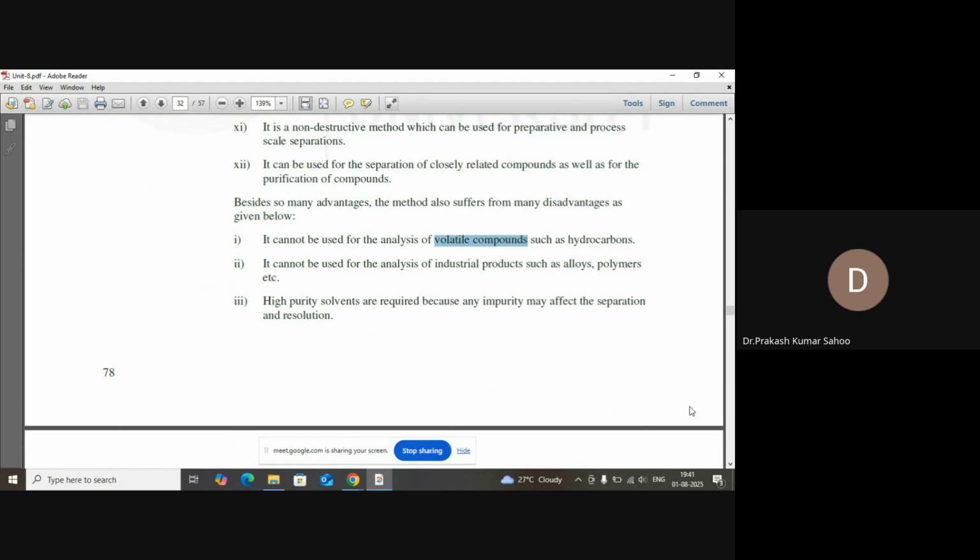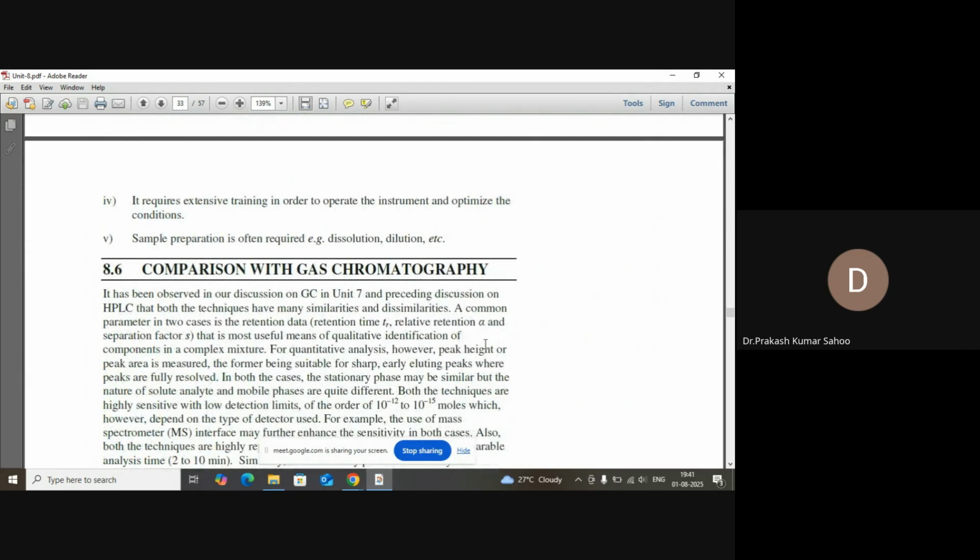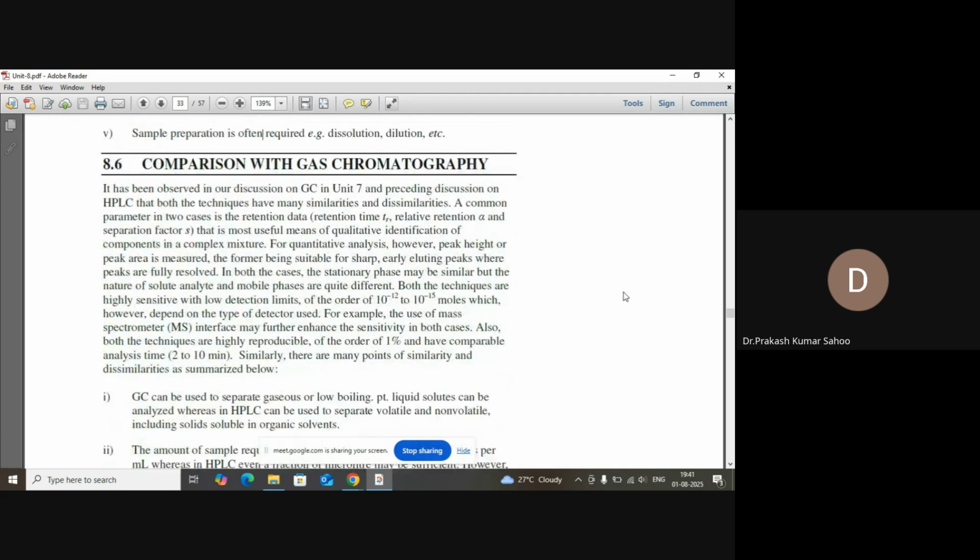Sorry, it cannot be used for the analysis of industrial products such as alloy, polymer, etc. High purity solvents are required because any impurity may affect the separation evolution. It requires extensive training in order to operate the instrument and optimize the condition. Sample preparation is often required, dissolution and dilution, etc.